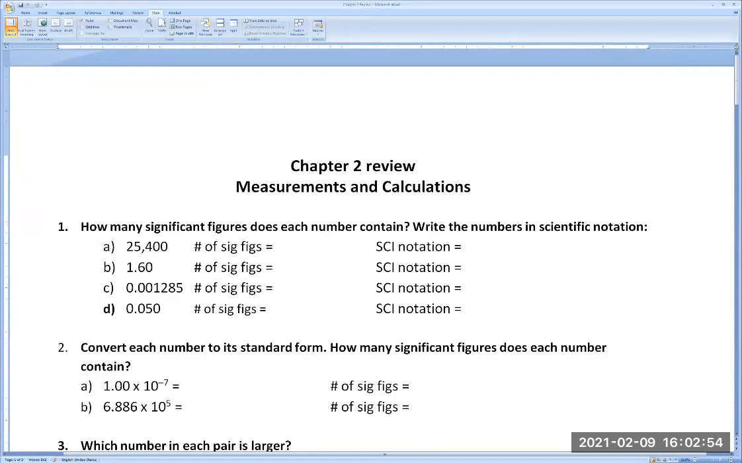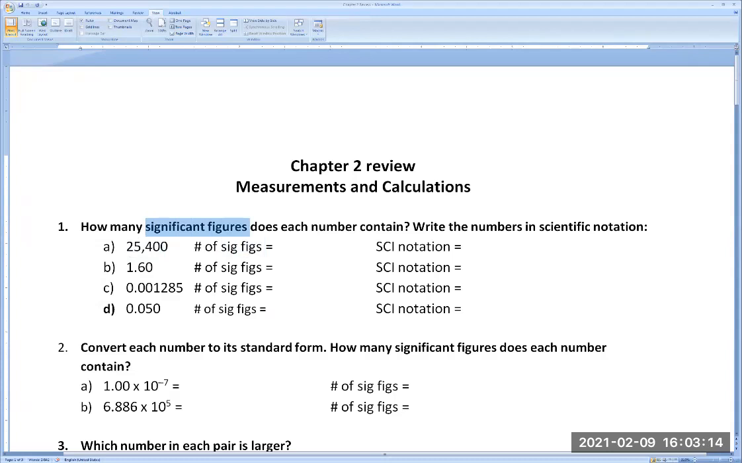So let's practice this. The first number here, 25,400. How many sig figs in that number? Significant figures is long to say, and we say it so many times that when I say sig figs, it means significant figures. So how many sig figs in this number?